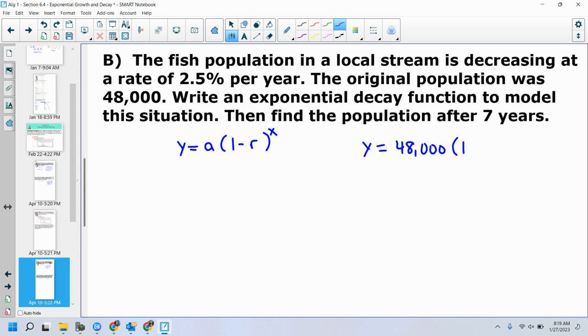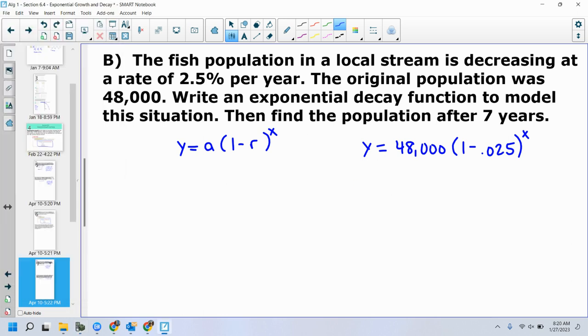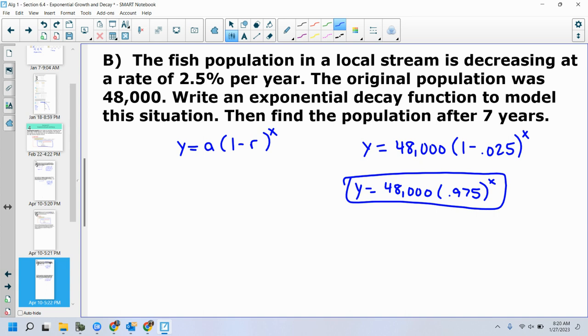1, and again, I'm using the minus. What's R? 2.5. Ooh, come on. 0.025. Yeah? Watch out for that. You already said it. 1 minus 0.025 is 0.975. So y is equal to 48,000 times 0.975 to the x. Again, perform that operation in there to get you the equation.